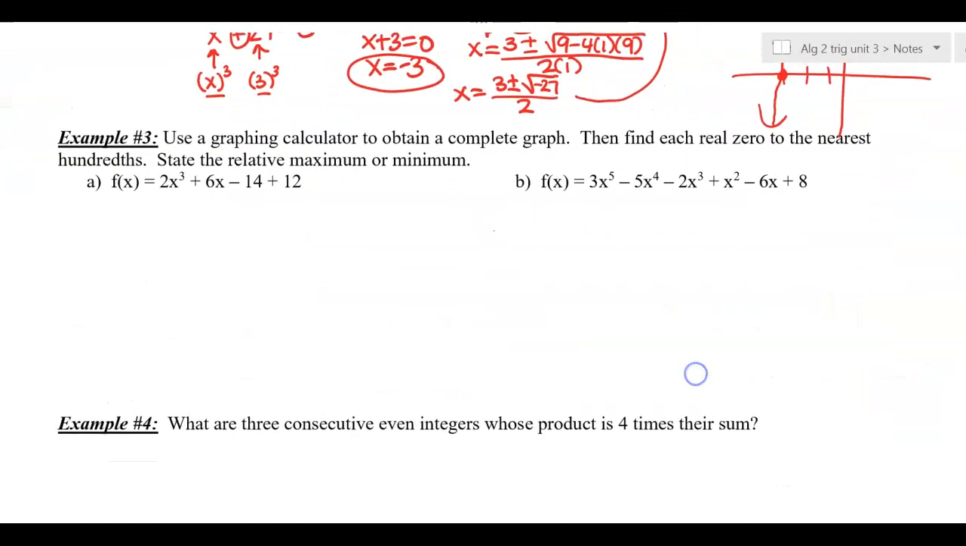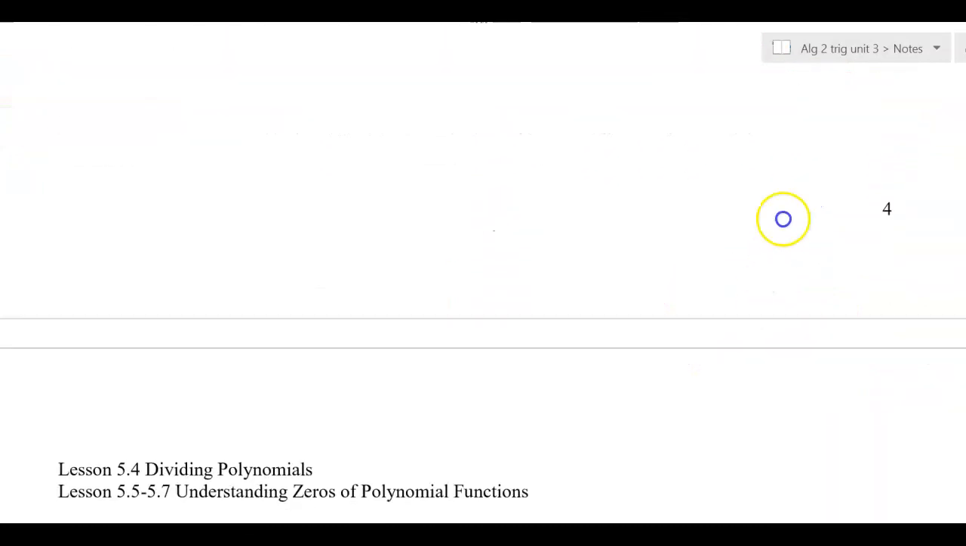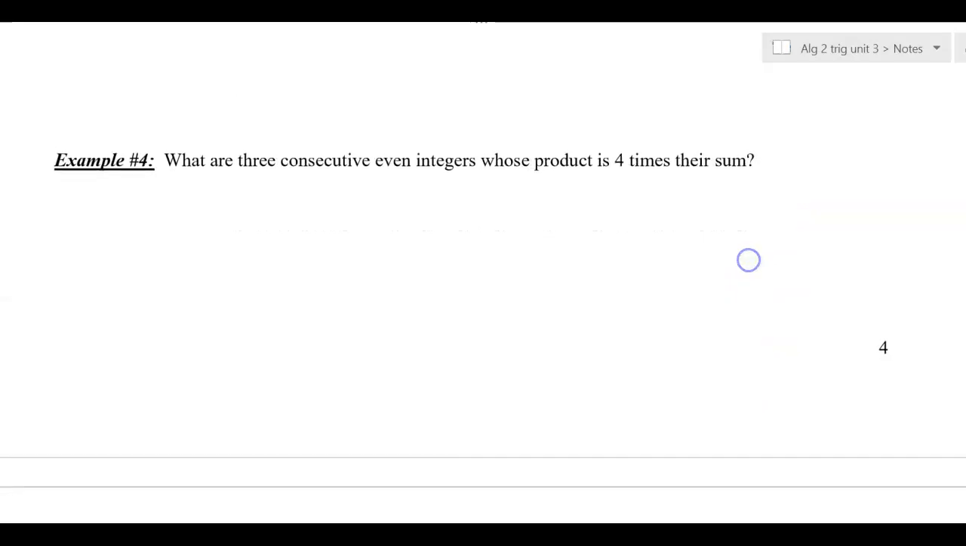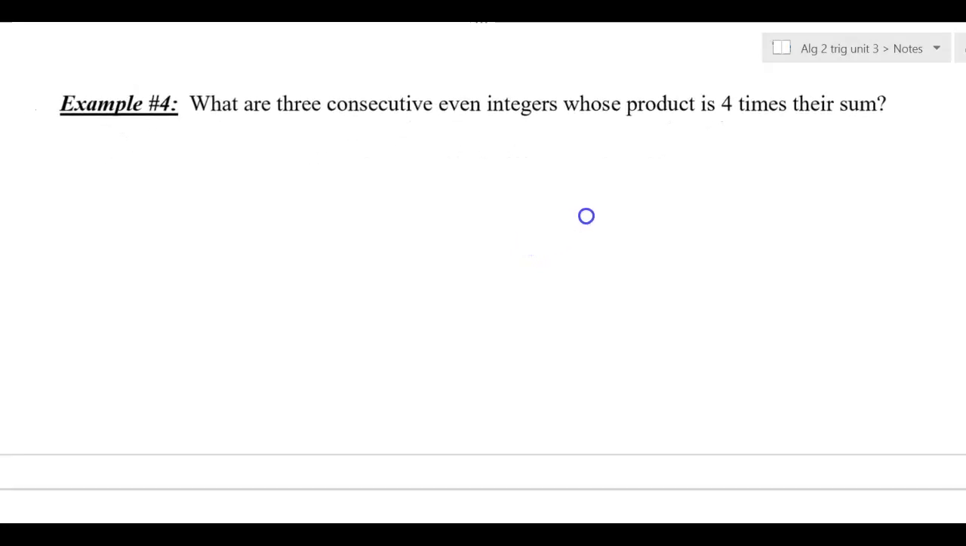All right, we're not going to do the calculator portion. You guys are good with your calculator from what I'm gathering, right? Just entering it in and finding zeros, maximums, and minimums. So since we kind of discussed that a little bit, we're going to leave that. And then we're just going to do this one word problem.